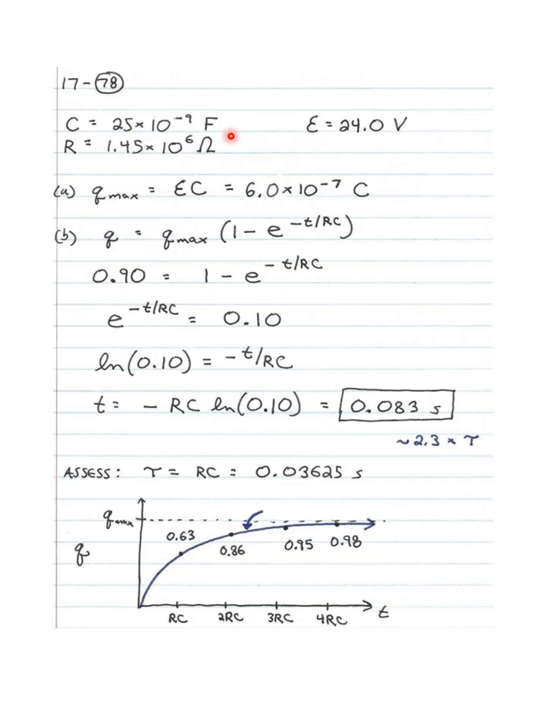If you think back, you can solve for the time constant, and you can see that the time constant is 0.03625 seconds. So we're looking at about 2.3 time constants.